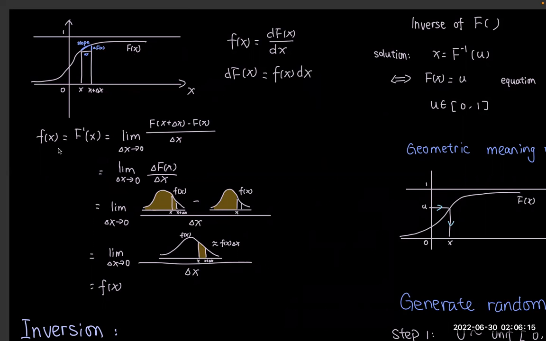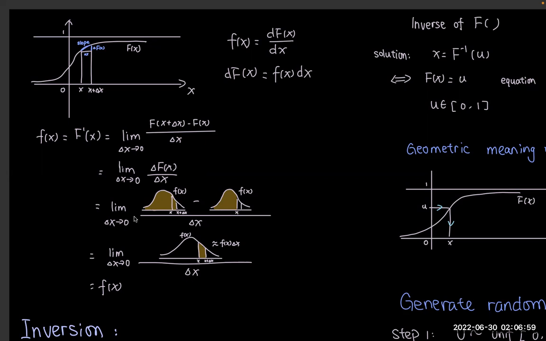So the reason is that if we look at the derivative, it is actually the limit as delta x goes to 0 of F(x plus delta x) minus F(x), divided by delta x, right? So this is how we define the derivative. If we look at this F(x), so if we have x here and x plus delta x here, then we see the change for F(x), which is F(x plus delta x) minus F(x). We can call this delta F(x), the change of F(x), divided by delta x. So that will be the slope.